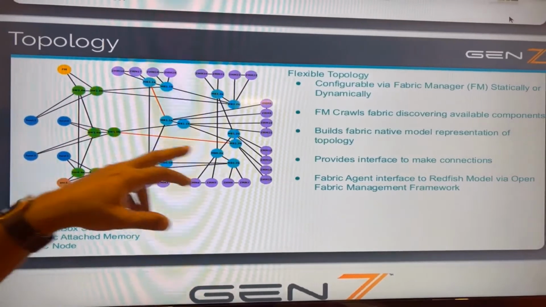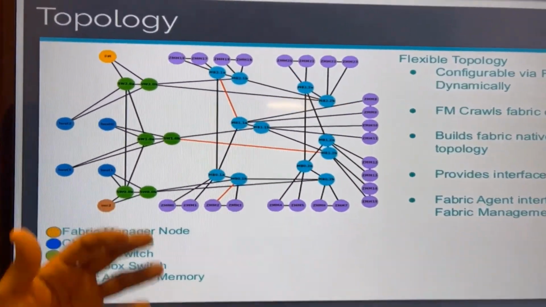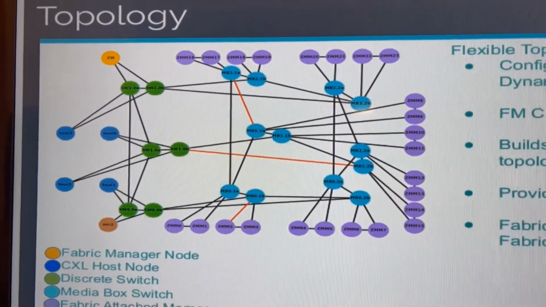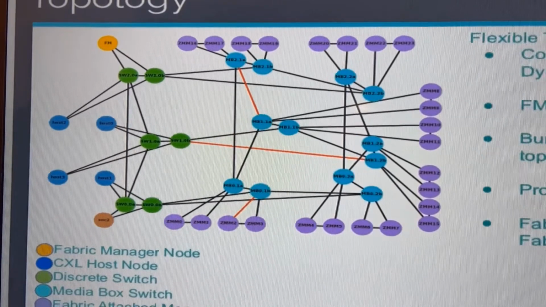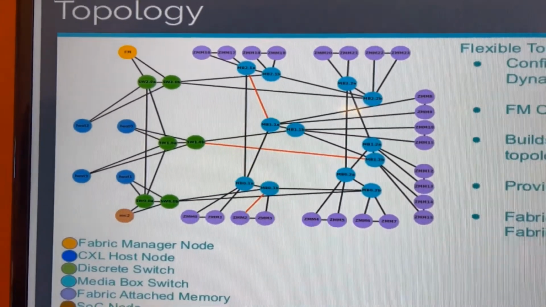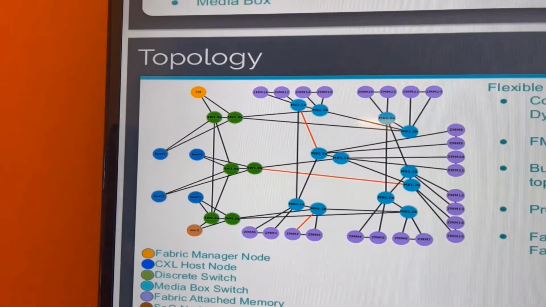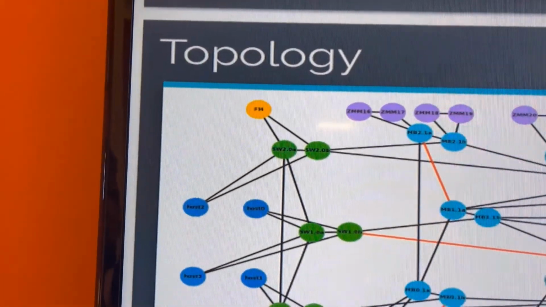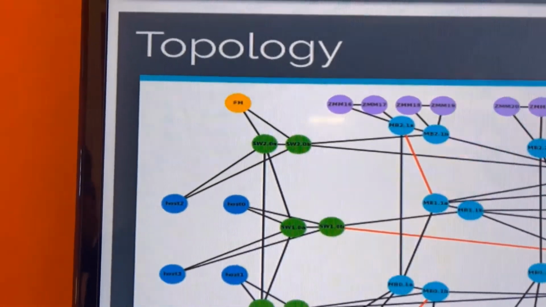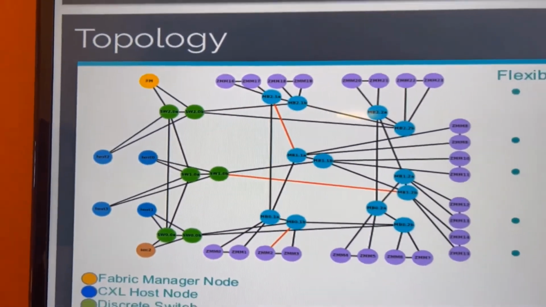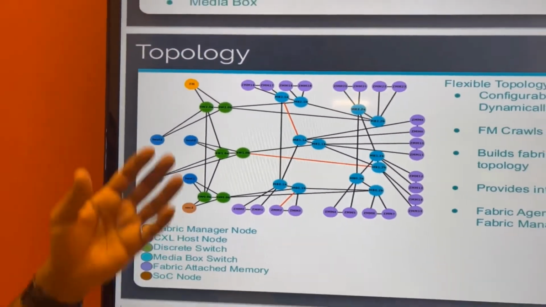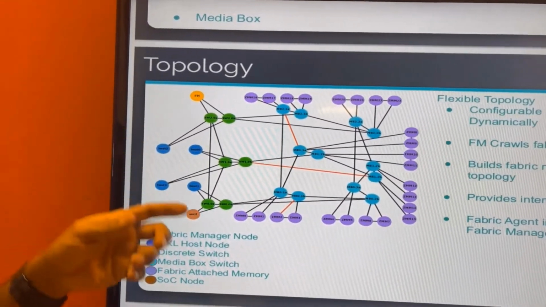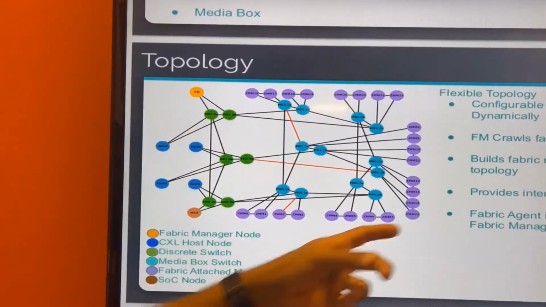In fact, when we took a snapshot of this picture, the red lines indicated an existing connection that got removed. So it turns red. When those connections are put back, they'll turn black. Okay, so the fabric manager that's running on that orange node is able to detect the changes in the links? Absolutely. That's exactly its job. Its job is to discover the entire network, what devices are available, and then create routing tables and such so that we can get from the CXL host nodes or even the SOC all the way to the memory.